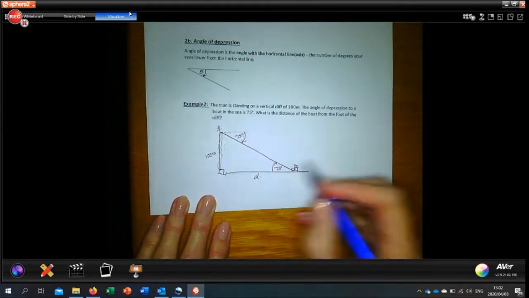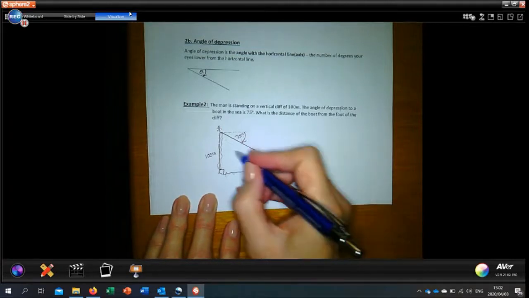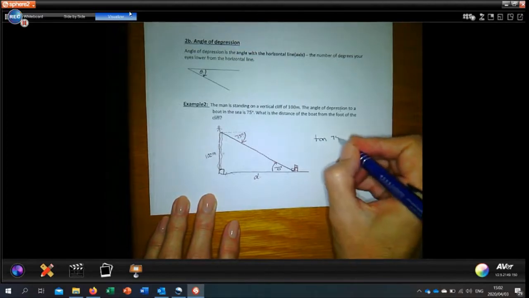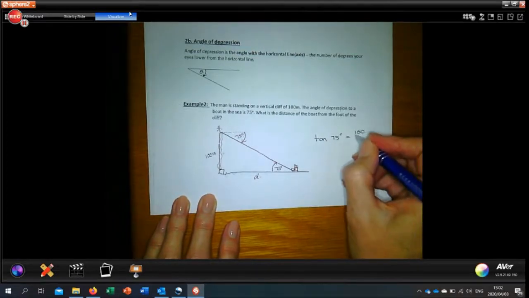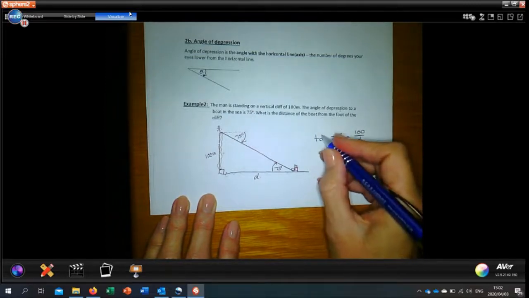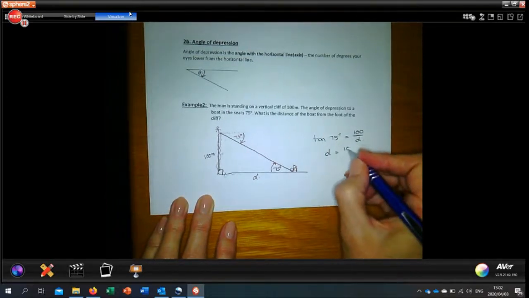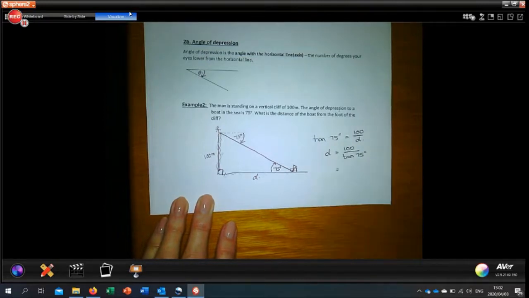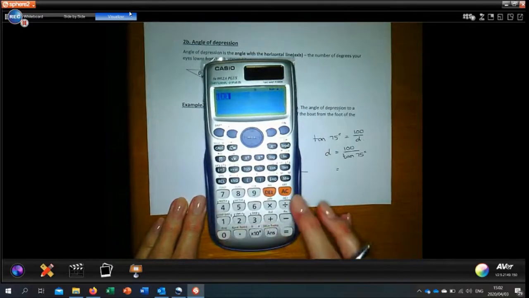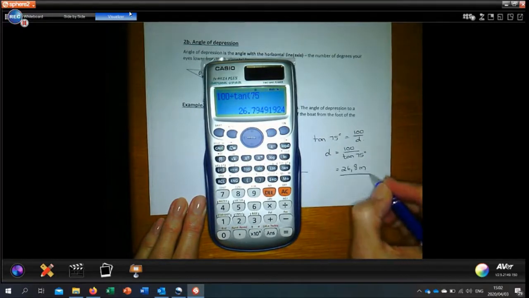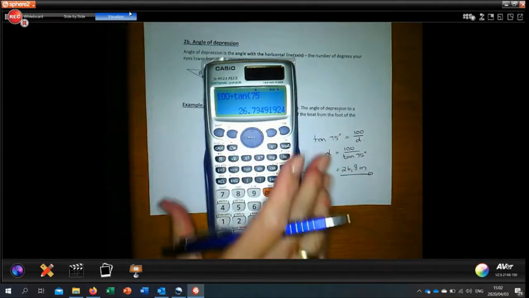But we are not going to work with this 15. Let's stand here at 75. I have opposite. I'm looking for adjacent. So tan 75 degrees is opposite over adjacent. And I can calculate D. To get D alone, I'm going to multiply and divide with the tan 75. And I can calculate that 100 divided by tan 75 gives me 26.8 meters, or 26.79 if I round off to 2 decimals.